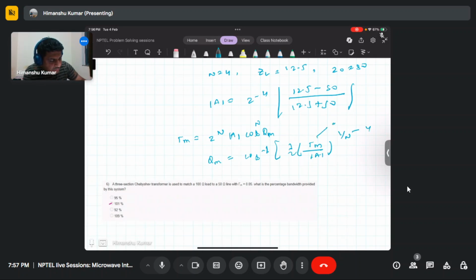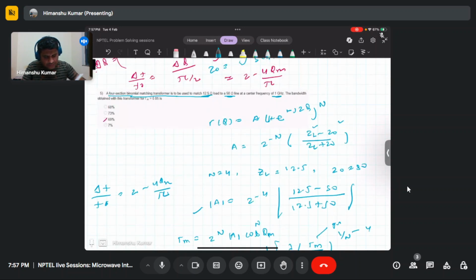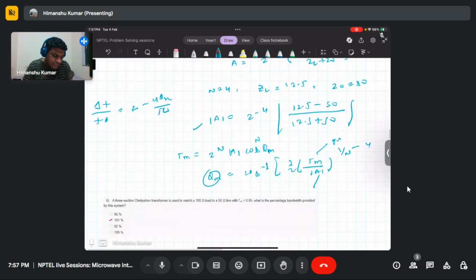Gamma m is given. Mod of A we can calculate from here, and then we can calculate theta m. The fractional bandwidth delta f by f naught is given as 2 minus 4 theta m divided by pi, and we can plug in the value of theta m here and calculate the fractional bandwidth with this equation. If you plug in the value, you will reach the third option, which is around 69%.